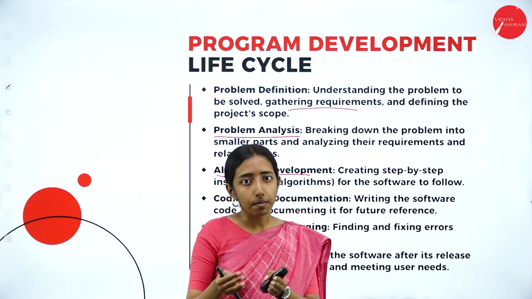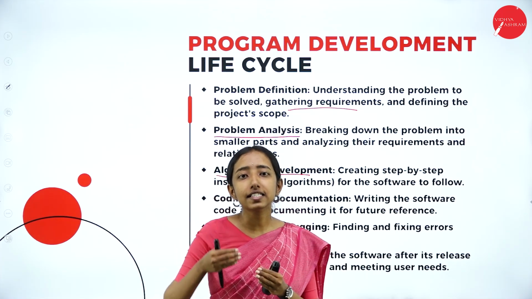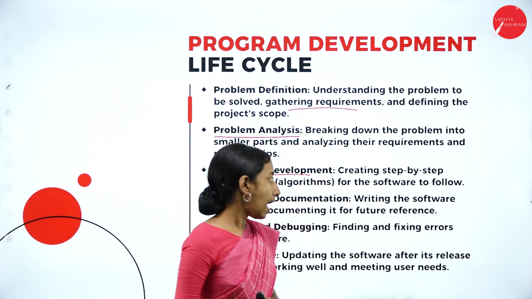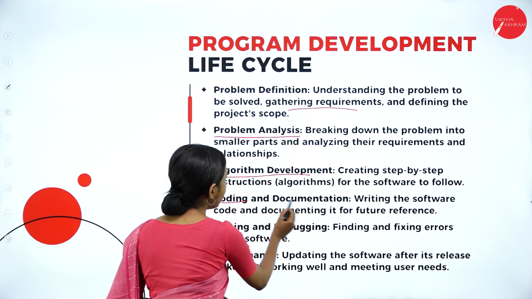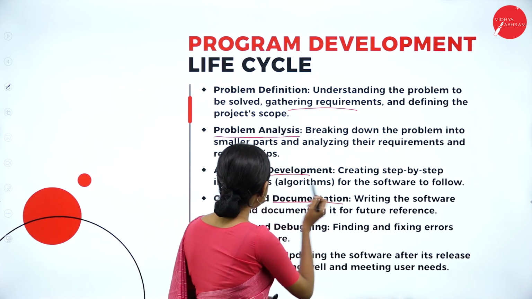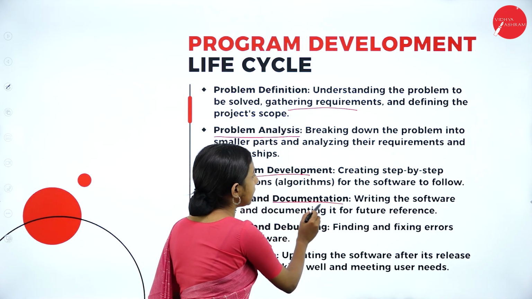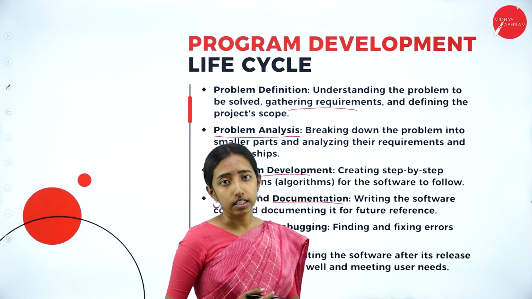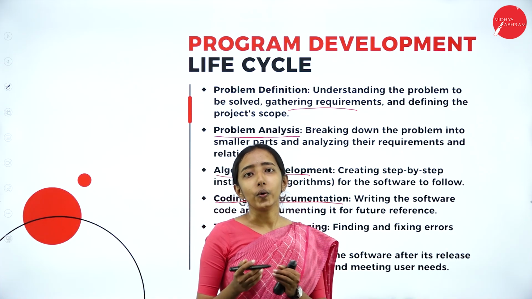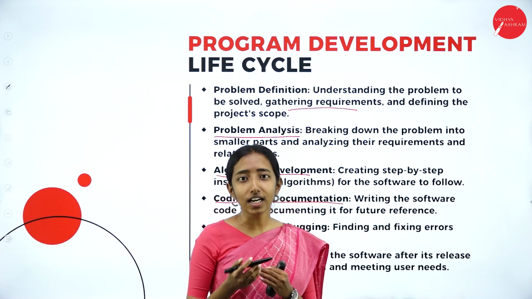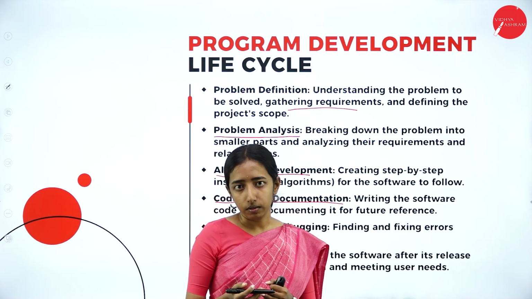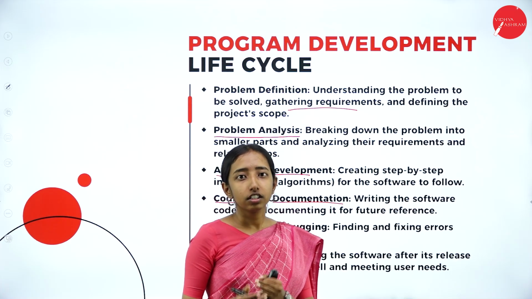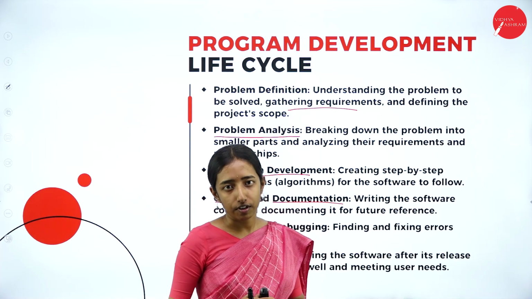So again, example of two numbers. We have to write this step by step, the way of solving the problem. After that, coding and documentation. Writing the software code and documenting it for future reference. After developing the algorithm, we have the coding, the main part that we are learning. Coding the problem that is given. So we will code and document that for future reference.